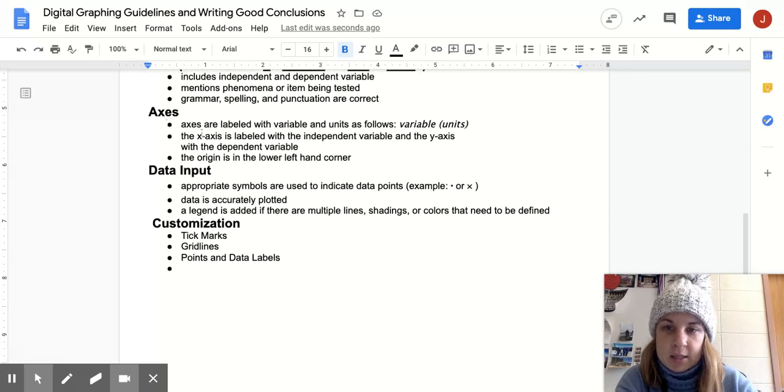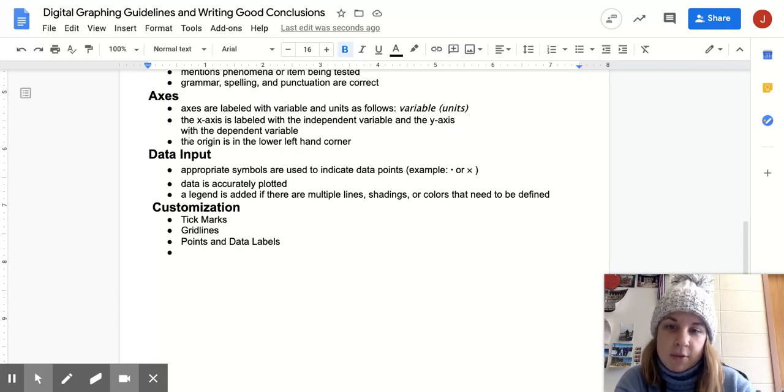Your axes are labeled with variable and units. So you have the variable and then your units in parentheses. The x-axis is labeled with the independent variable and the y is with the dependent variable. And then if you need an origin, it's in the lower left-hand corner of the graph. Now remember, that's just like a key.